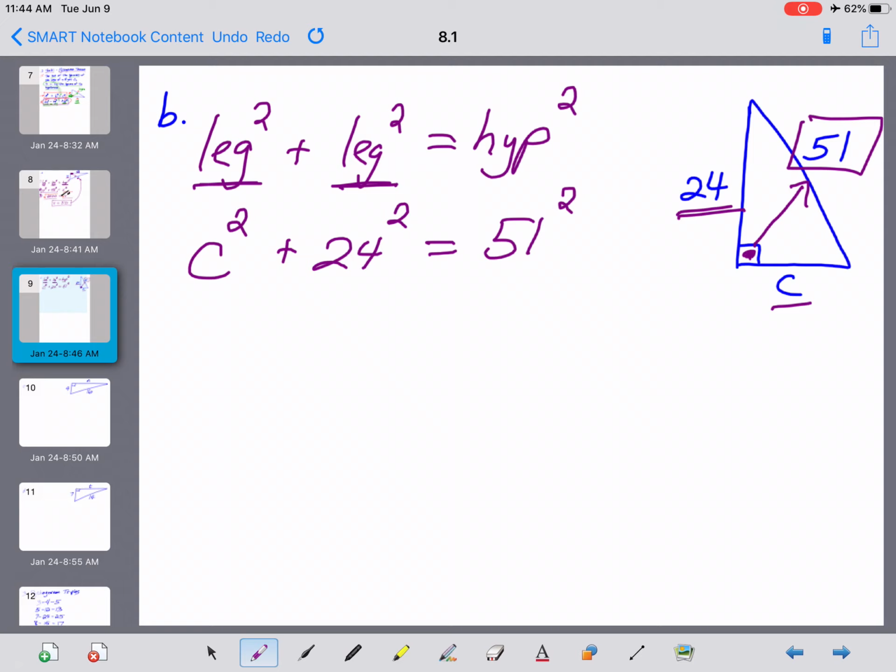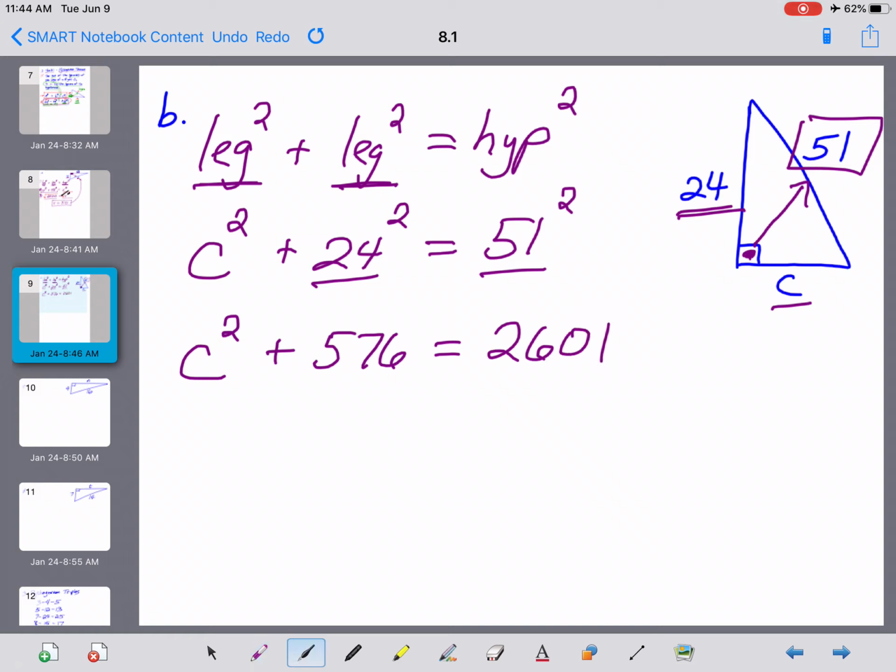Now we're going to go ahead and try to solve this. The first thing we're going to do is simplify these two expressions right here. Since they're on different sides of the equal sign, we have to do them separately. So I'm going to hit 24 squared in my calculator and then hit enter. That's 576. Equals, the 51 squared should be 2601 over here on the right.